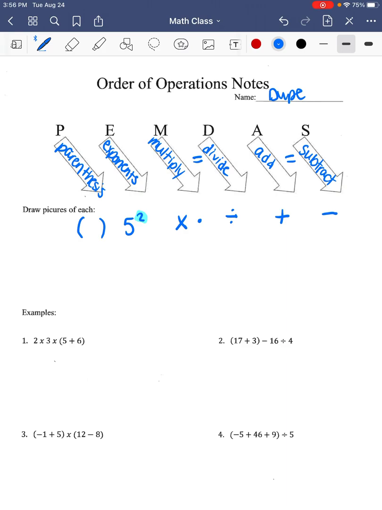So our first example here is 2 times (3 times (5 plus 6)). According to order of operations and PEMDAS, we need to take care of the parentheses first. So 5 plus 6 is the first thing we have to do in this problem. So we're going to bring down our 2 times 3 times, and 5 plus 6 is 11. So after we're finished with that, since we just have times signs left, we're going to work from left to right. So 2 times 3 is 6, times 11. And our final answer is going to be 66.